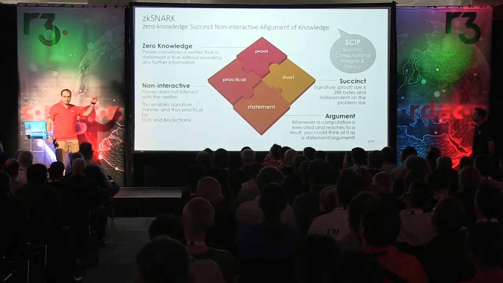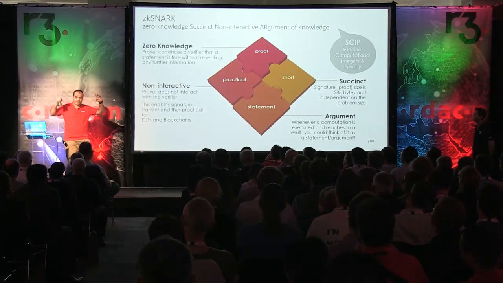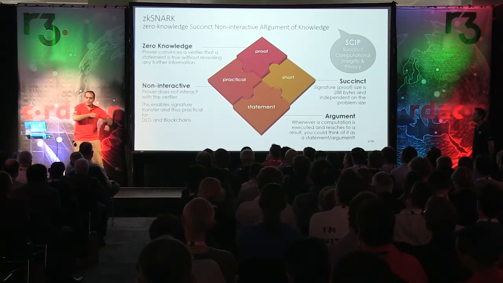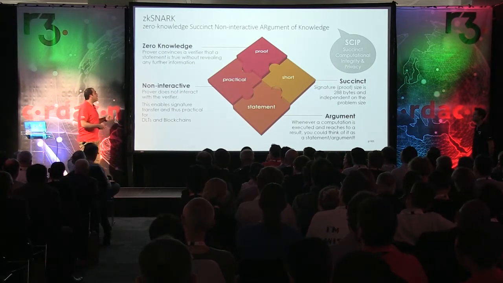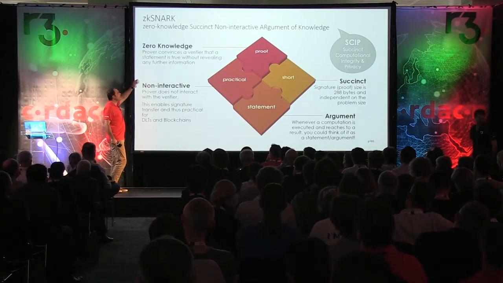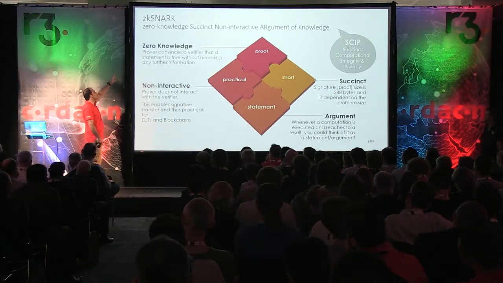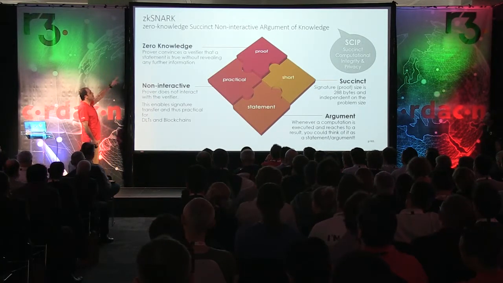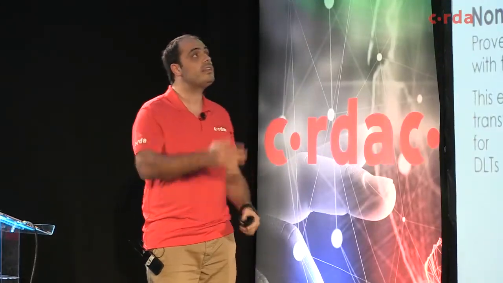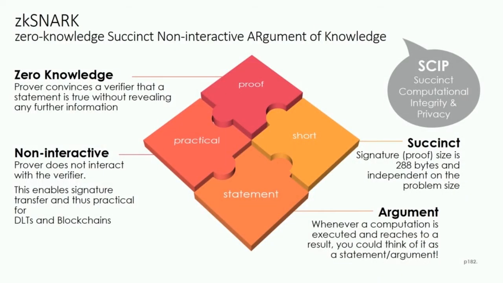This is the trick behind ZK-SNARKs. They use something that actually simulates this random interaction. And as we said before, a ZK-SNARK, if you don't know what it means, is a non-interactive argument of knowledge, which is zero knowledge, as we said before. It's non-interactive. This is very important.